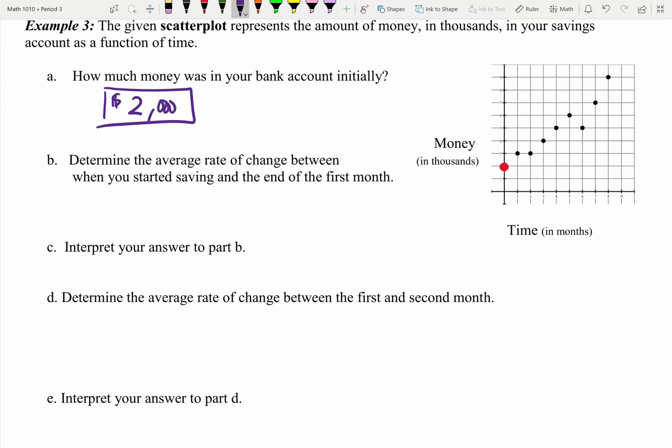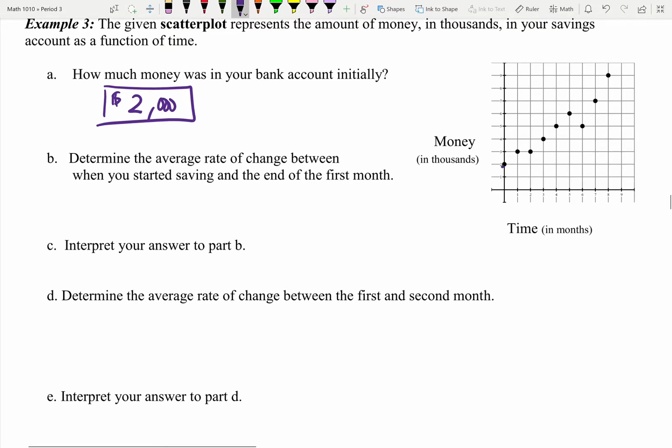Question B. Determine the average rate of change between when you started and the end of the first month. You can just look at the graph. Someone shout out the answer. What is it? $1,000. We had 2,000. We went to 3,000. The difference is $1,000. Okay. Question C. Interpret your answer to part B. I'd like you to do lots of interpreting. When you do, you have to write in a complete sentence.